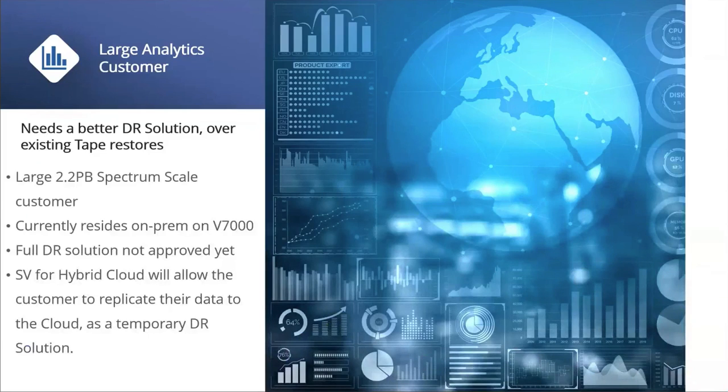Next one, this is a DR solution, as I mentioned. So this particular customer, it's a large Spectrum Scale customer, 2.2 petabyte cluster. They have V7000s on-prem, quite a few of them. And they knew they were going to start a second data center in the Northeast, but that was a fiscal 2021 proposition. So they knew they had a gap.